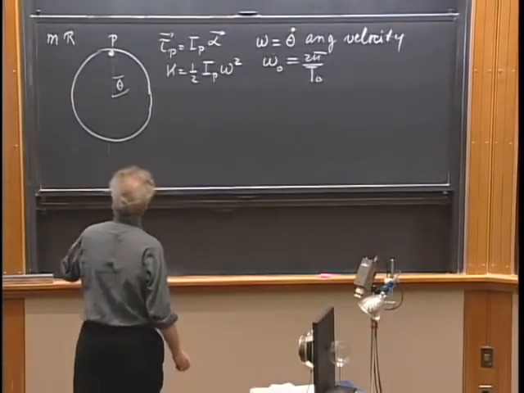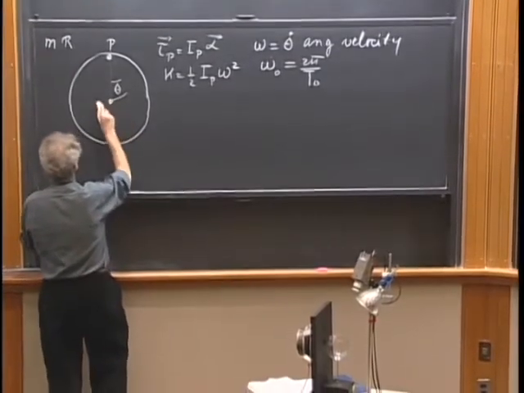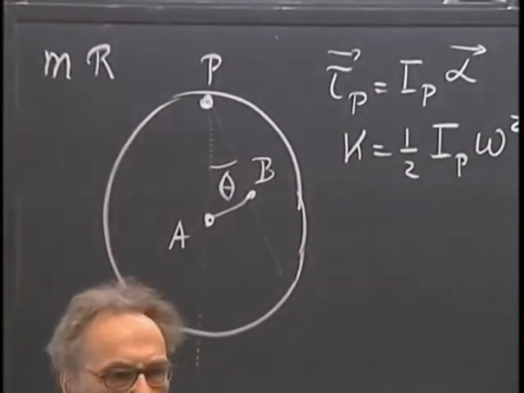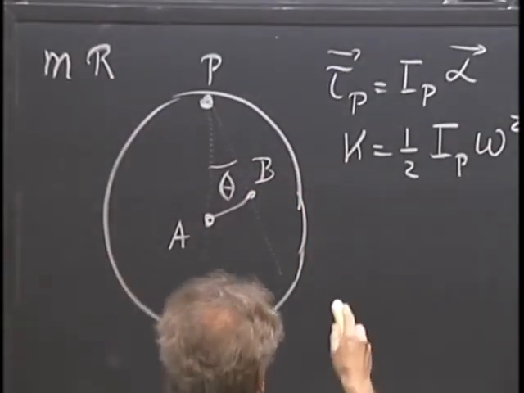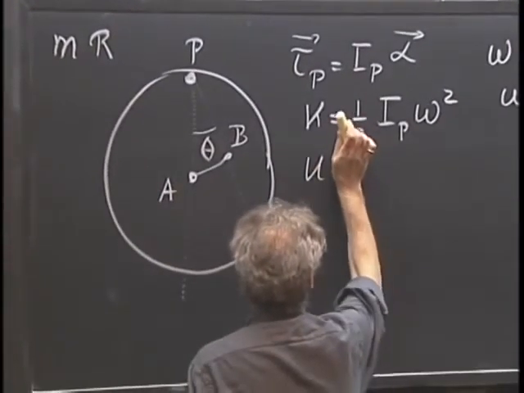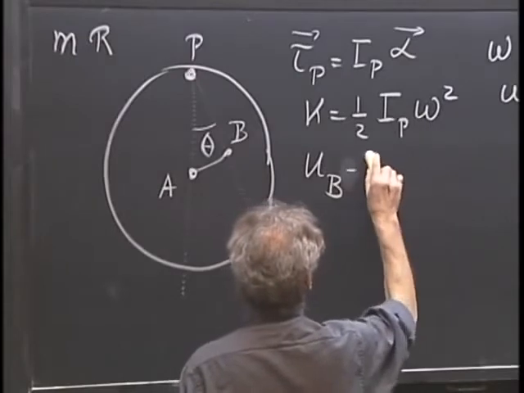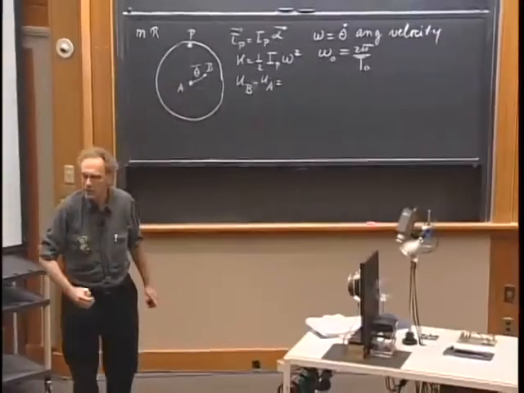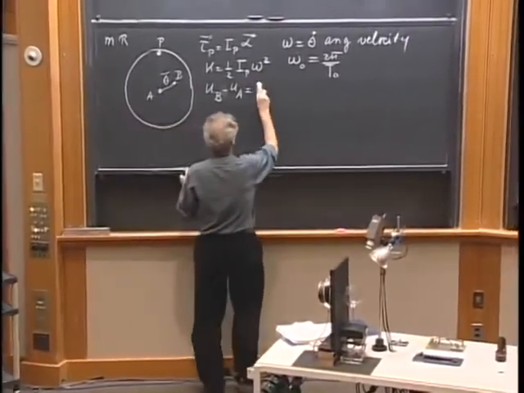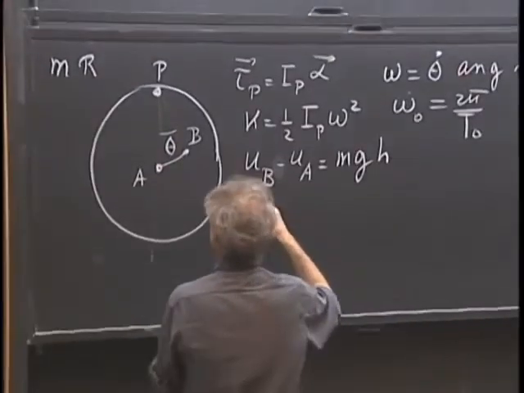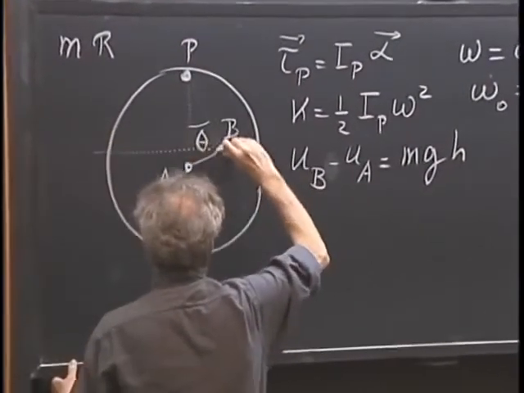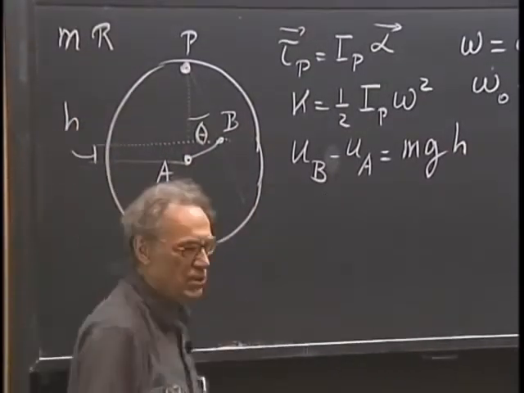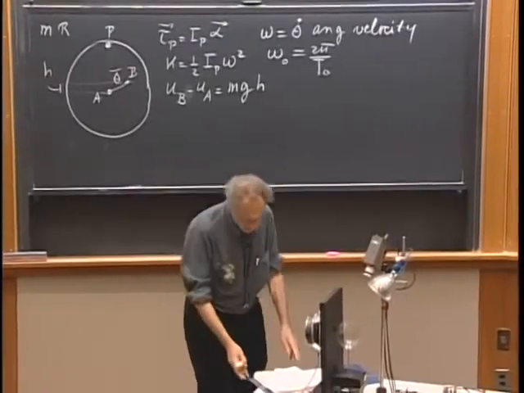And then we have potential energy. Let this be point A, and when we are here, the center of mass is at point B. And so the potential energy at point B minus the potential energy at point A, it's always the difference in potential energy that matters, equals mgh, h being the difference in height between point B and point A. So this here is h. MGH, Massachusetts General Hospital. That's the way to remember it.